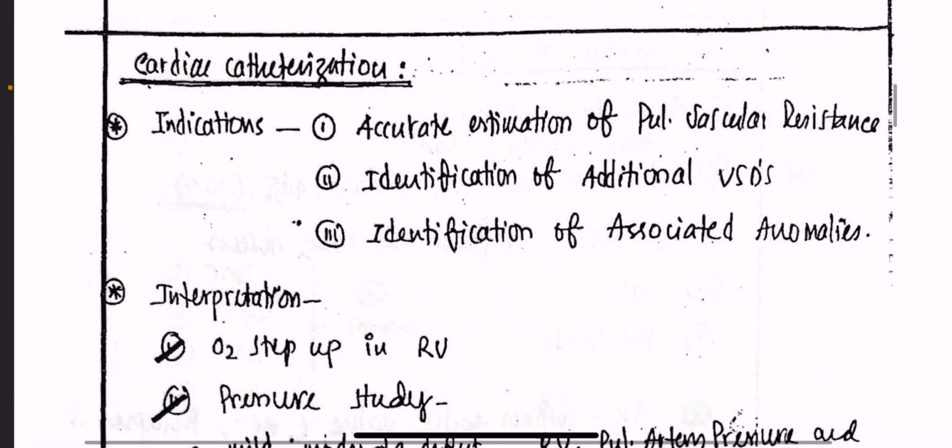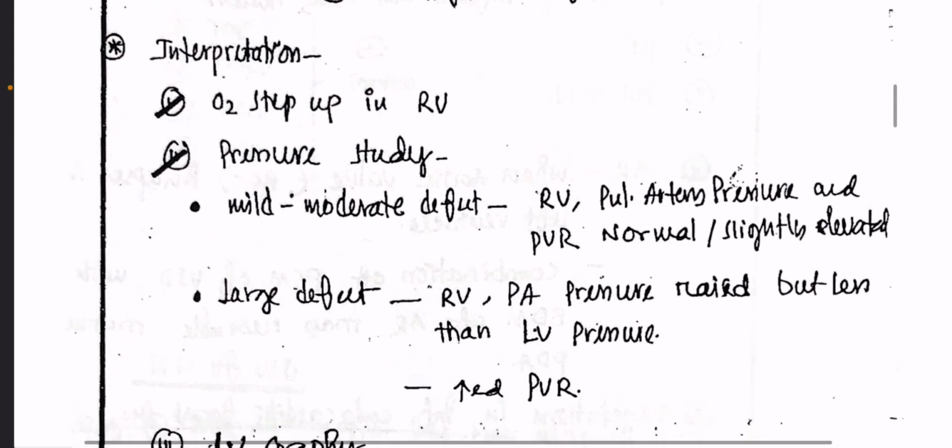Now, what is the role of cardiac catheterization in VSD? Indications: accurate estimation of pulmonary vascular resistance, identification of additional VSDs, identification of associated anomalies. Now, what is the interpretation? Oxygen step up in the right ventricle. Pressure study: in mild to moderate defect, RV and pulmonary artery pressure and PVR normal or slightly elevated. In case of large VSD, right ventricle and pulmonary artery pressure raised but less than LV pressure, increased PVR.